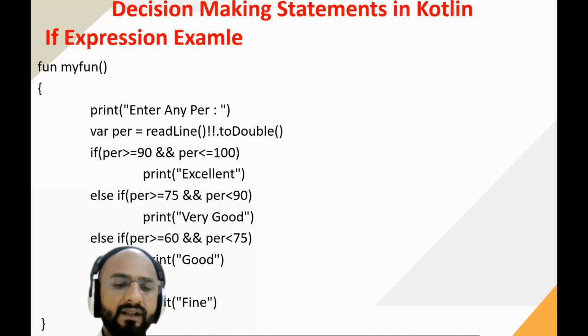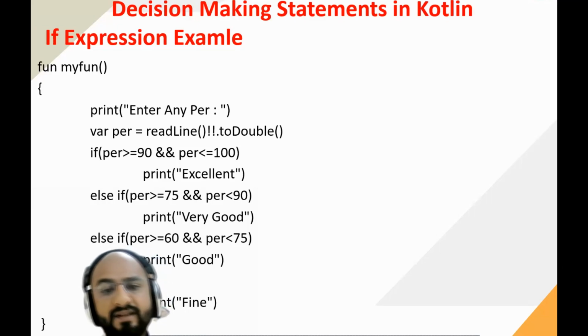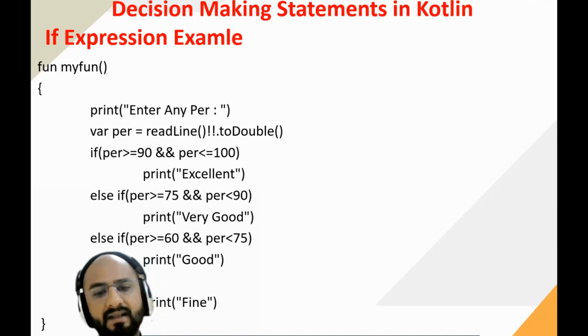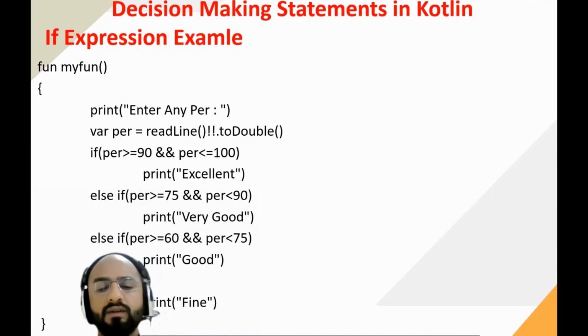Then after that I have written else if percentage is greater than or equal to 75 and percentage is less than 90, then we are printing very good on the console. Else if percentage is greater than or equal to 60 and percentage is less than 75, then we are printing good in Kotlin. And after that, we are providing an else statement, print fine. So fine will be the output on the console, right?